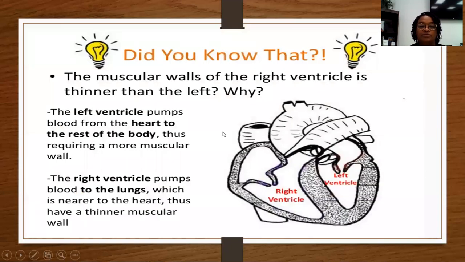So did you know that your right ventricle was much thinner than your left, and why? Well, your left ventricle pumps blood from the heart to the rest of the body. Thus, it needs to be more muscular and stronger. The right ventricle pumps blood to the lungs, which is nearer to the heart, so it doesn't have to be as thick.